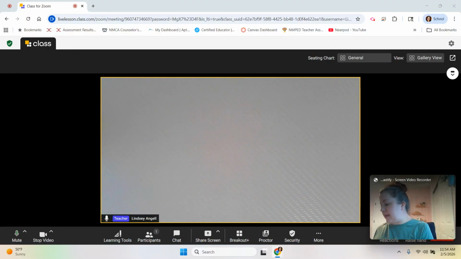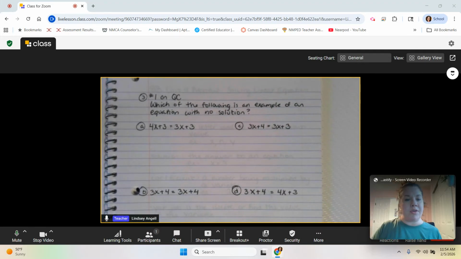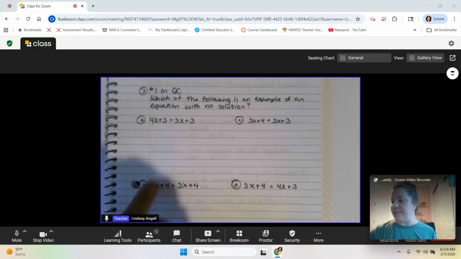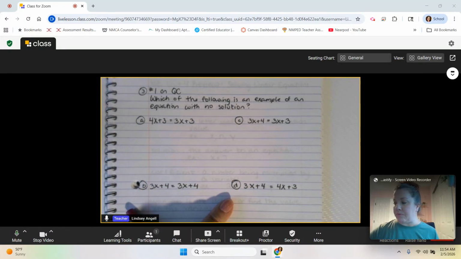Alright, so we looked at infinite solutions. We looked at one solution. Let's see what this one ends up with. This is number 1 on your quick check. And I actually wrote down all 4 answers because we need to work through each of them in order to actually find the correct answer. Now mine are set up, I have A, B, C, and D. Yours might be in a different order than how I presented them, so be careful when you're answering on your quick check. It says, which of the following is an example of an equation with no solution?